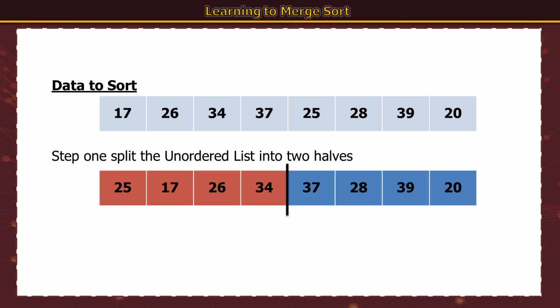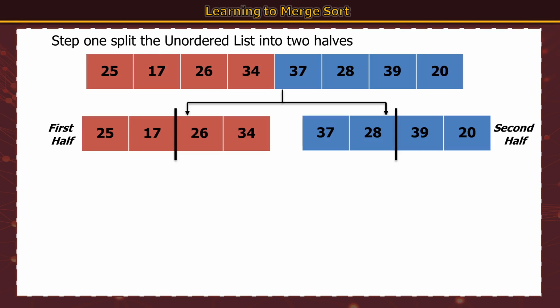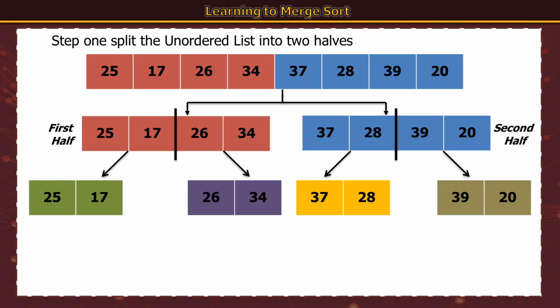The first thing it would do is split the unordered list into two halves, as indicated here in red and blue. We could name this, for example, the first half and the second half. Because we have not got down to individual items yet, we would split it again. So we now end up with four lists.